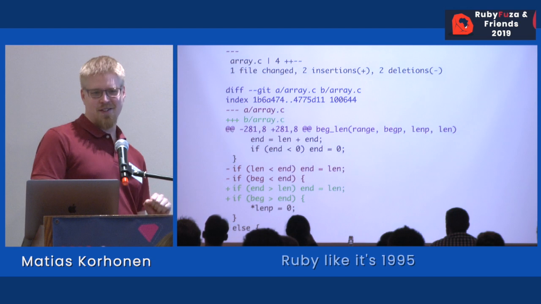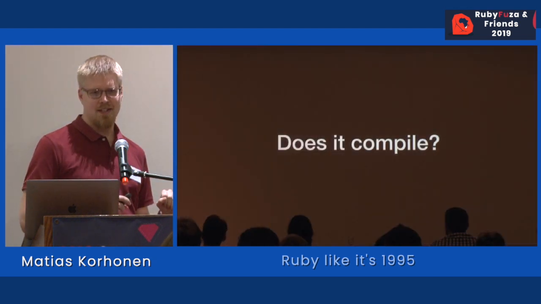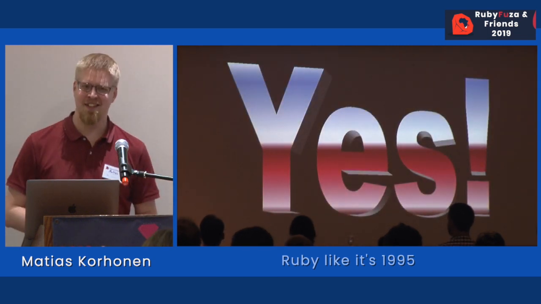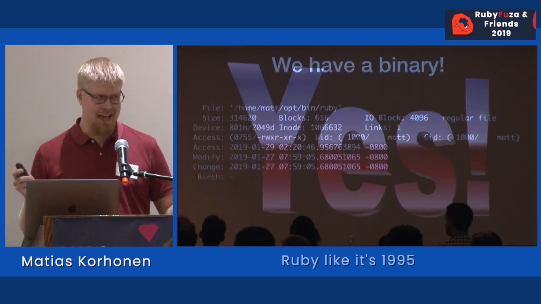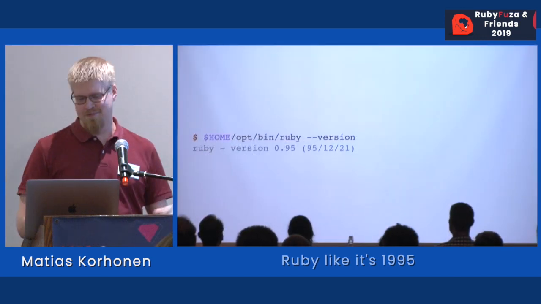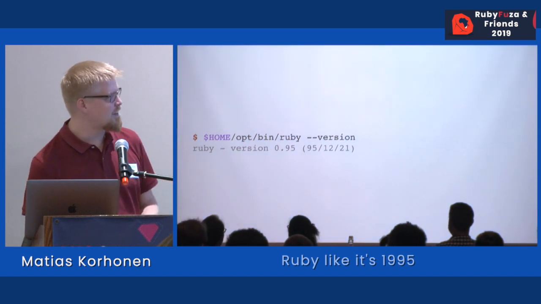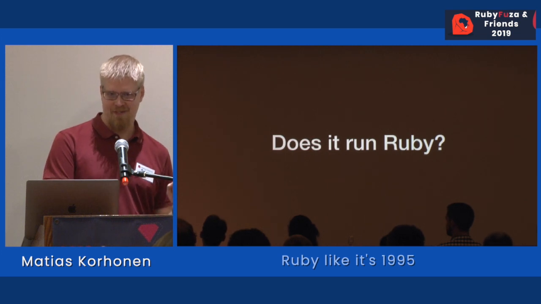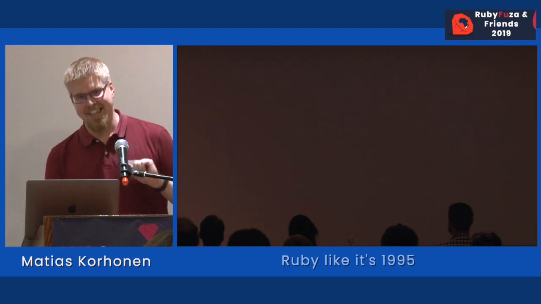And now we're ready for the million-dollar question. Does it compile? Yes. We have a binary. It runs: Ruby 0.95, for 21st of December, 1995. But does it run Ruby? Yes.